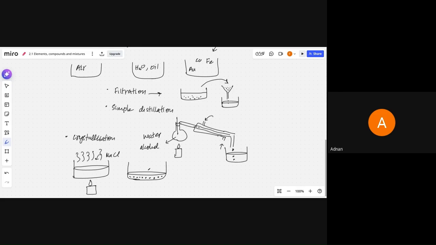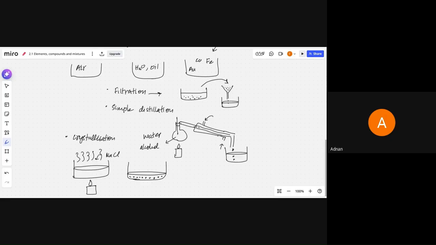We will talk about these separation techniques in our upcoming lessons. These techniques are very important when we will be covering acids, bases, and salts. So more about this will be explained in those lessons.